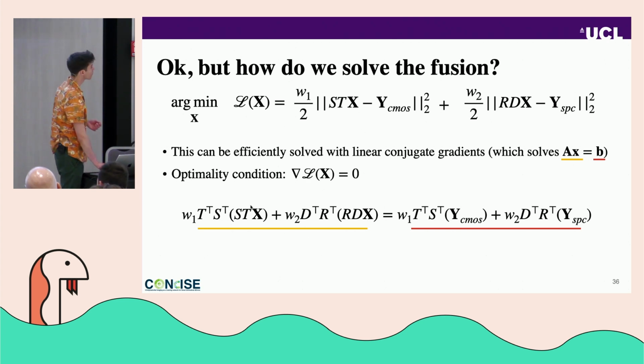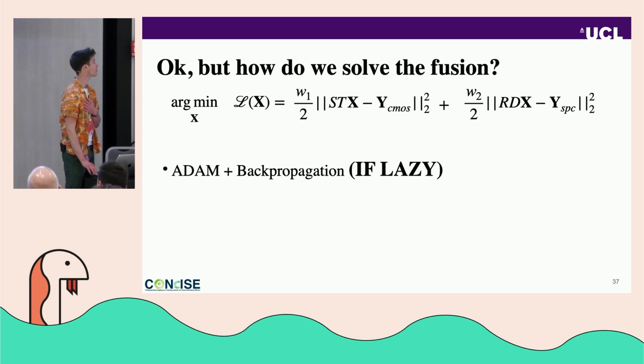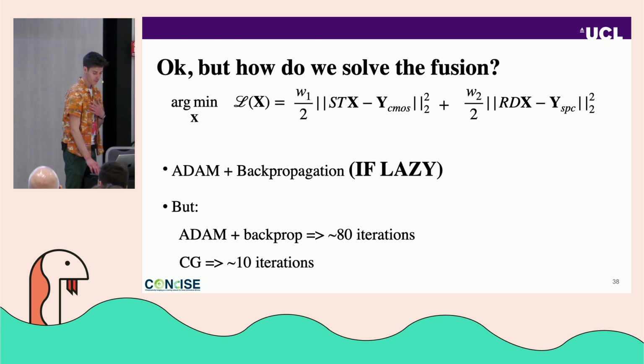This first term is AX. The second term is B. And now you can solve this. Of course, if you're lazy, you can always do Adam and backpropagation, but with Adam and backpropagation, this problem takes 8 iterations while CG takes 10.